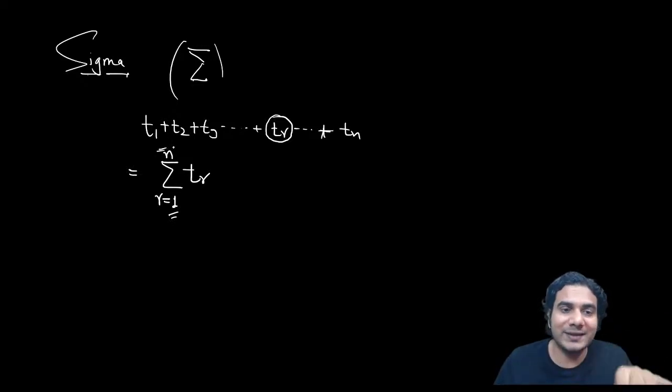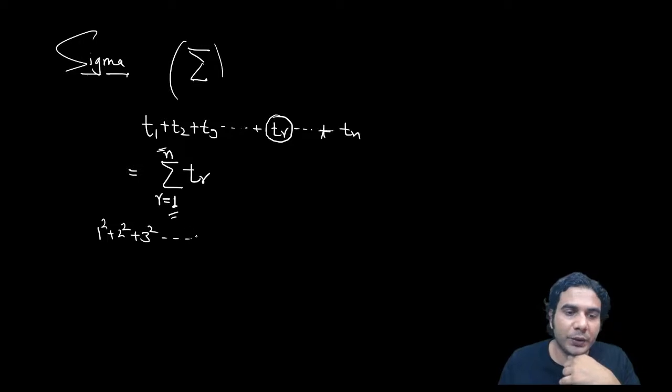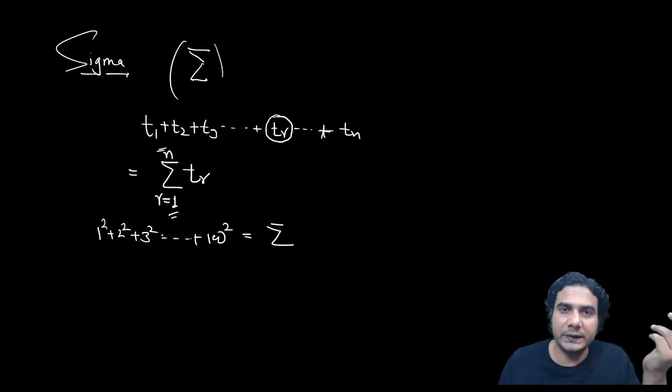So this summation can be written in sigma form. There is a short form of writing this series. For example, you have 1 square plus 2 square plus 3 square and so on up to 100 square. Instead of writing this, you can write sigma of the general term. You know it is 1 square plus 2 square plus 3 square, so the rth term will be r square, right? And r will start from 1, and the upper limit will be 100 because you are ending at 100.